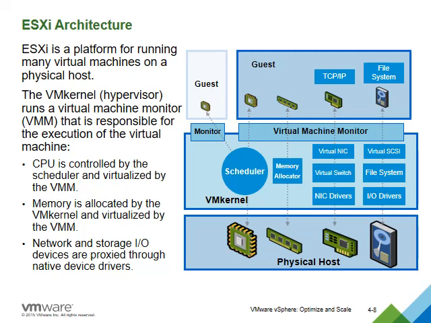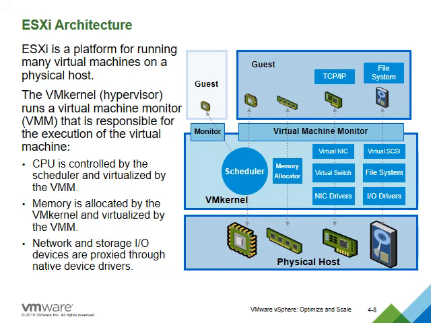When looking at your ESXi architecture, ESXi is a platform for running your VMs on a physical host, and the VM kernel does not run your VMs directly. What it does is the virtual machine monitor, your VMM, is a thin layer that provides the virtual x86 hardware to the guest operating system in the virtual machine. It is through the VMM that the virtual machine leverages key technologies in the VM kernel, such as memory management, scheduling, and the network and storage stacks.